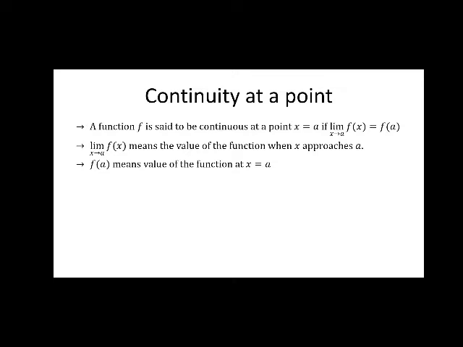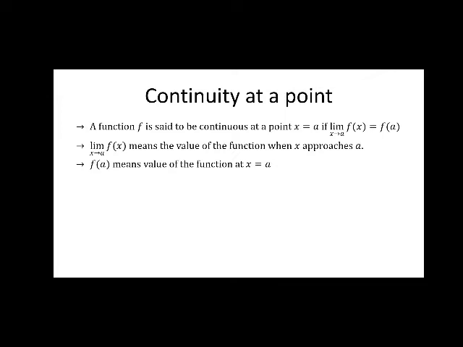Now what does limiting value mean? Limiting value means the value of the function when it is approaching towards a, and f of a means the value of the function at a. So if both the values match, then we can definitely say that the function is continuous. Now how to understand that graphically?